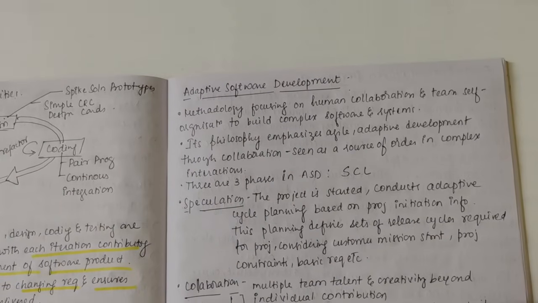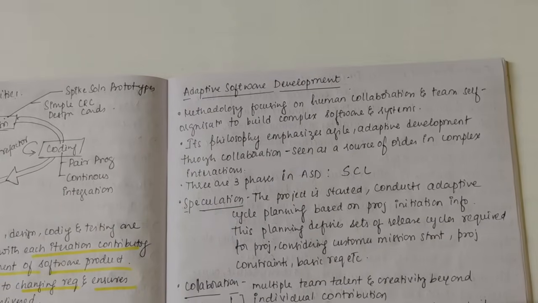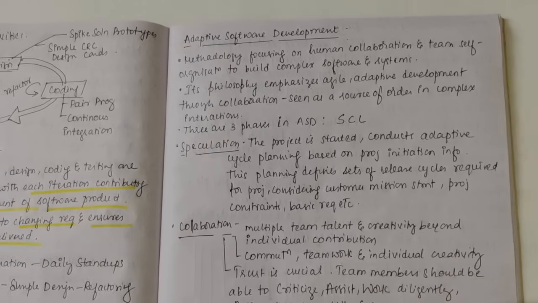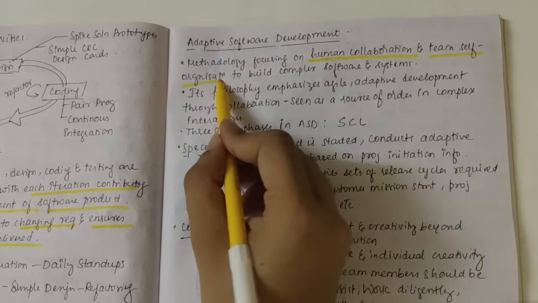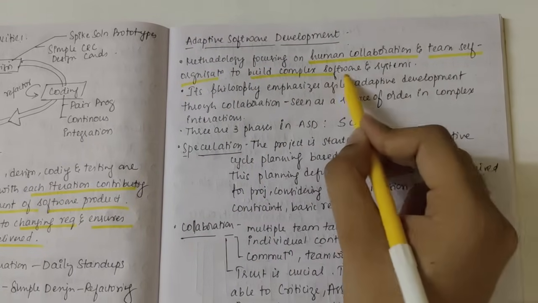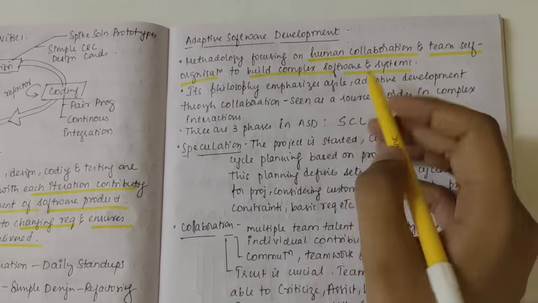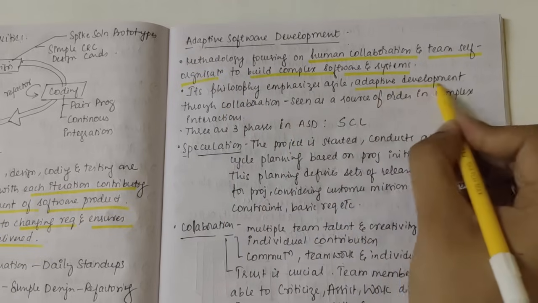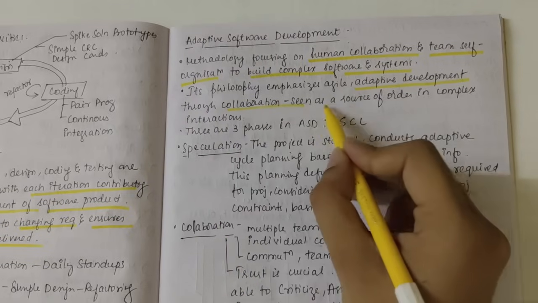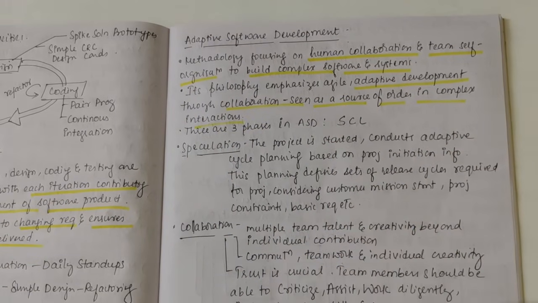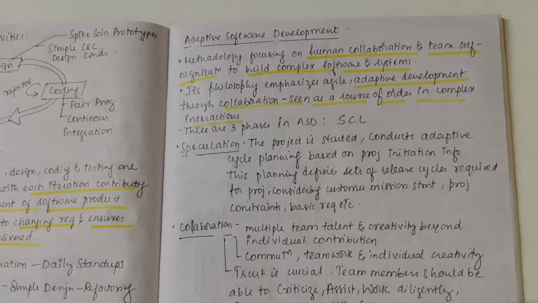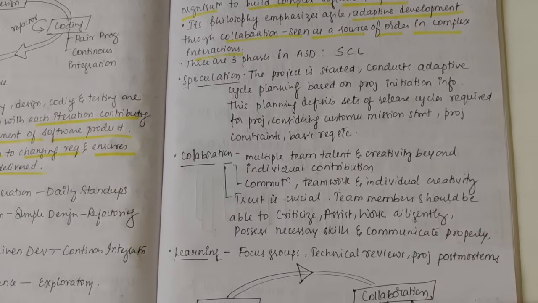Next, we have adaptive software development. By definition only we can understand: we are adapting to the different changes which are happening. It is a methodology focusing on human collaboration and team self-organization to build complex software and systems. Its philosophy emphasizes agile, adaptive development through collaboration, seen as a source of order in complex interactions. There are three phases in this, that is speculation, collaboration, and learning.